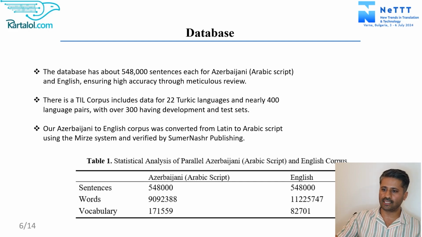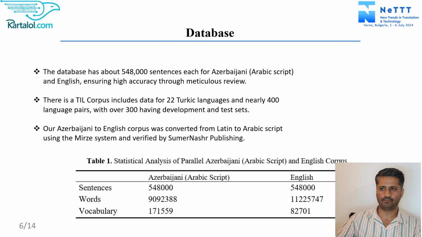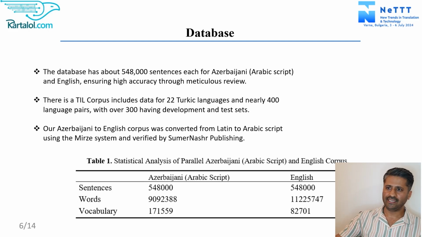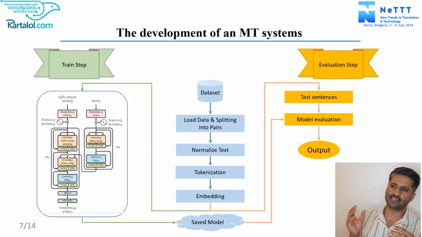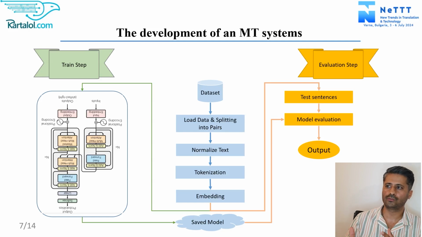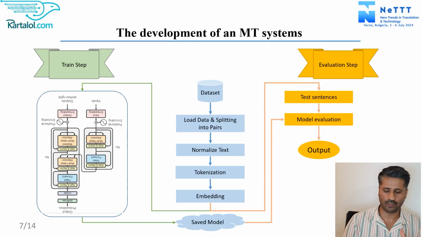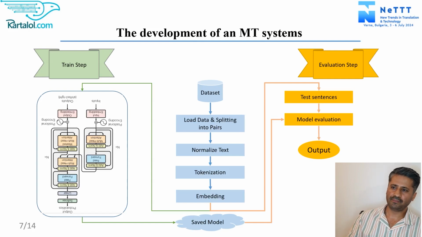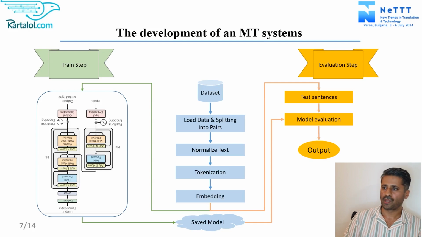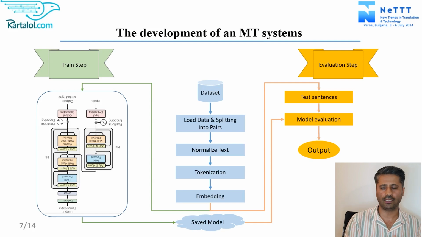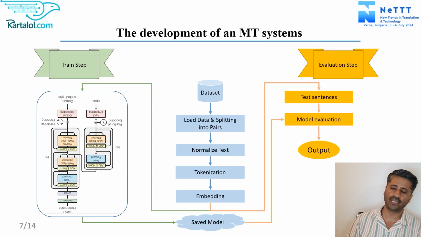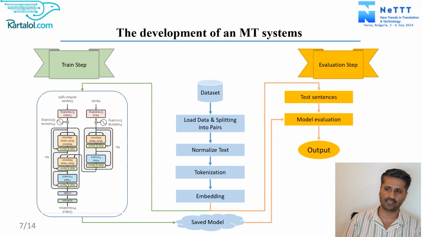So, the development of an MT system. In this study, we introduce a machine translation framework designed to translate English sentences to Azerbaijani, inspired by a well-known transformer research paper. The core of our framework is based on the transformer model. First, let me explain in a nutshell. We go from preparing our data, training a model, to evaluating how well it performs. This ensures we get accurate and reliable results for our text processing task.